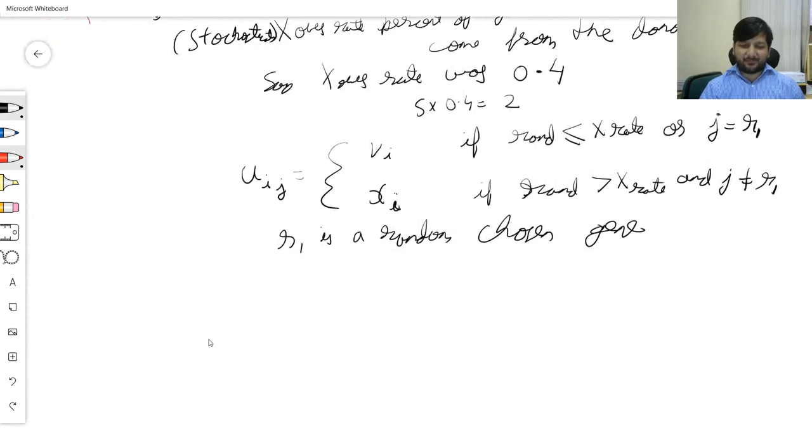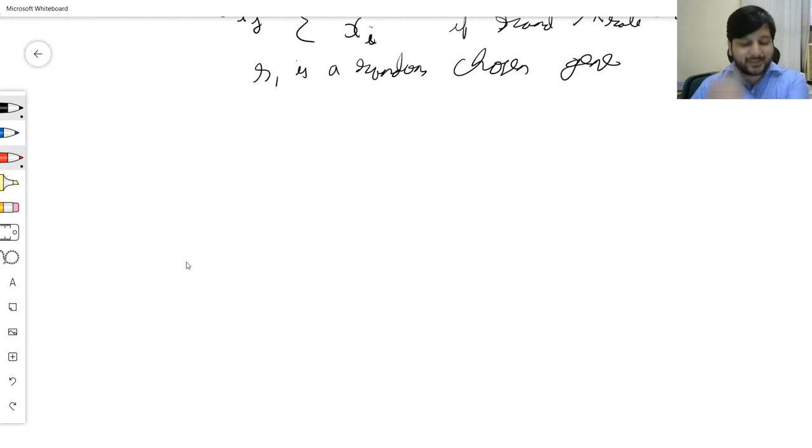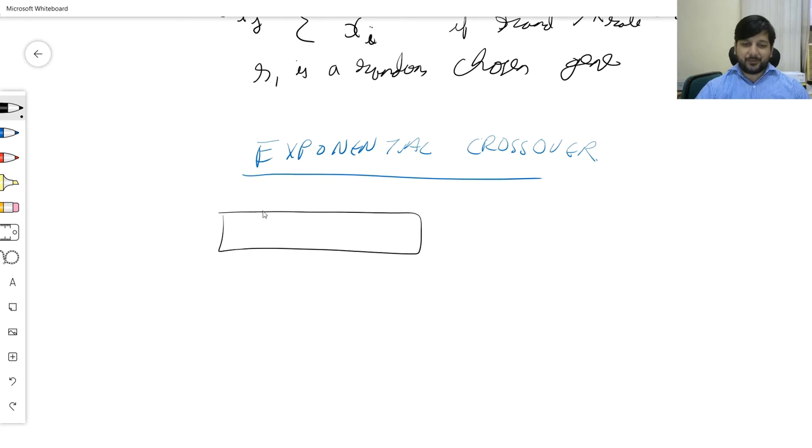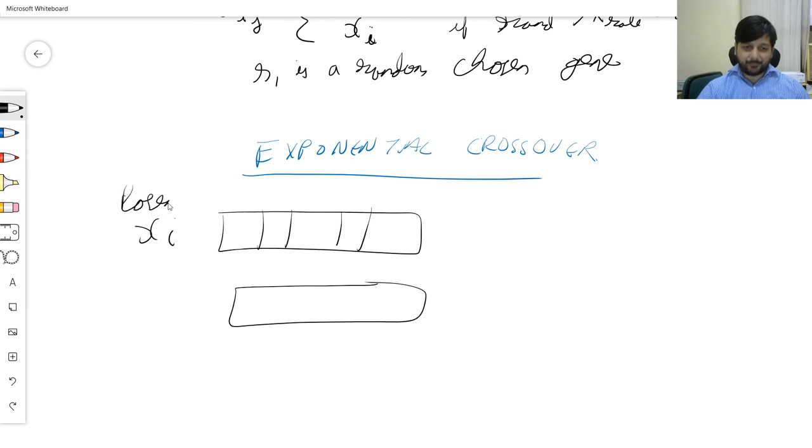Let's have another recombination strategy, which matches more of the two-point crossover, and this one is called exponential. Remember, the crossover rate determines how many genes need to come from the donor vector. So let's draw the parent X_i and the random candidate vector or the donor vector. This was called V_i.